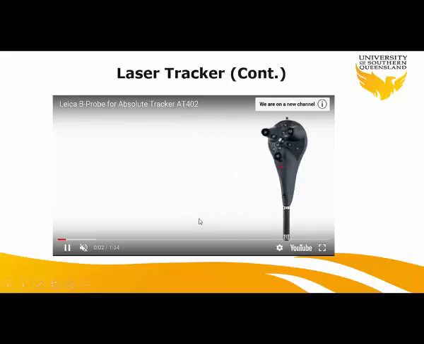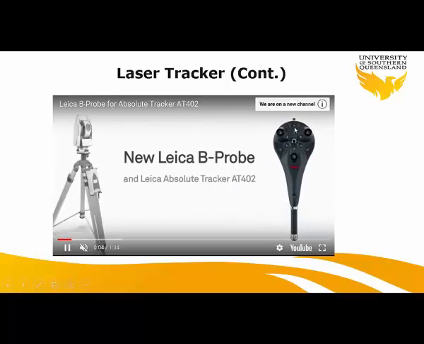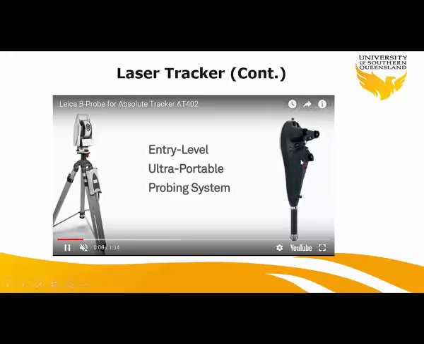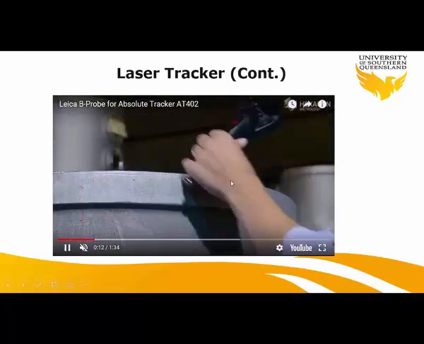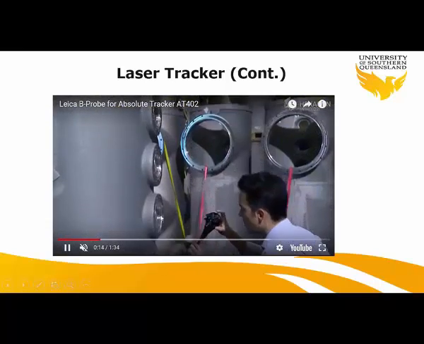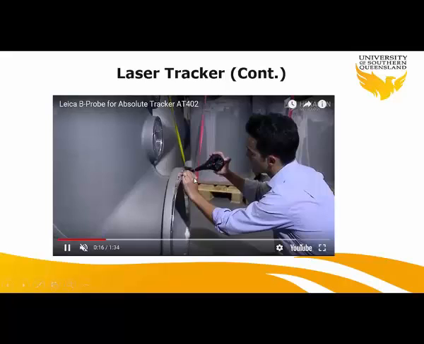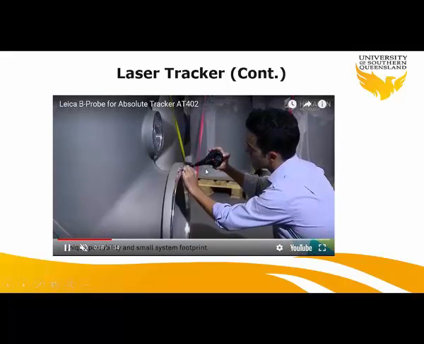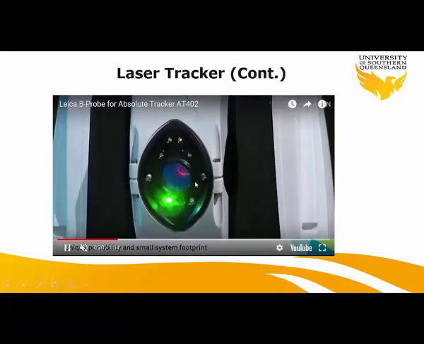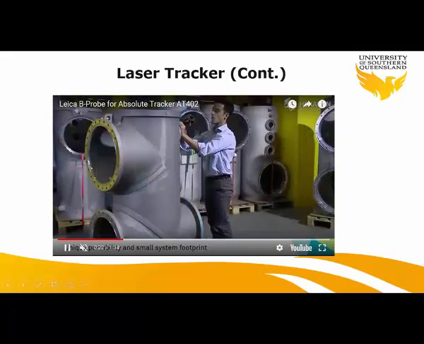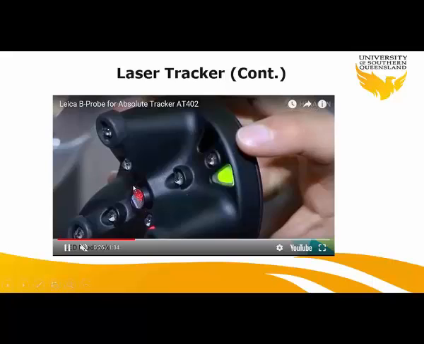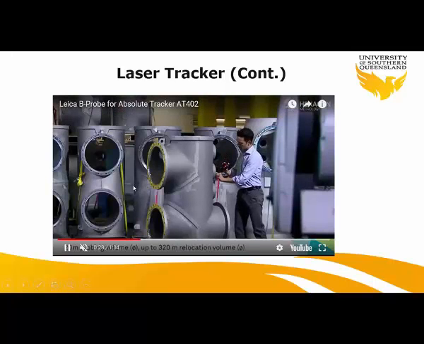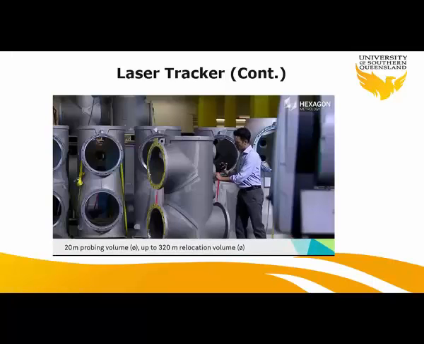This is the Leica B probe. You can see this is the tip. These are the SMRs, 3 SMRs on the probe itself, and we are using that to measure the area which you can't really measure by direct line of sight from the laser tracker, so you use the probe as you can see, and then you measure the point which is on the back of the machinery where you don't have the access or direct line of sight.